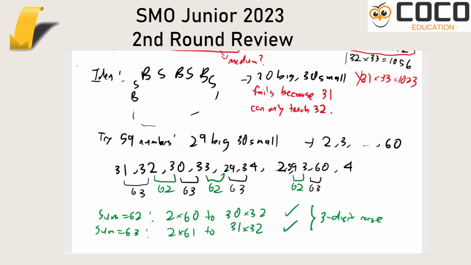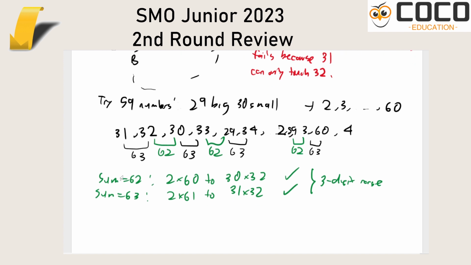Which means that my answer is indeed all these 59 numbers can be put in, and we have already explained why 60 or more cannot work.